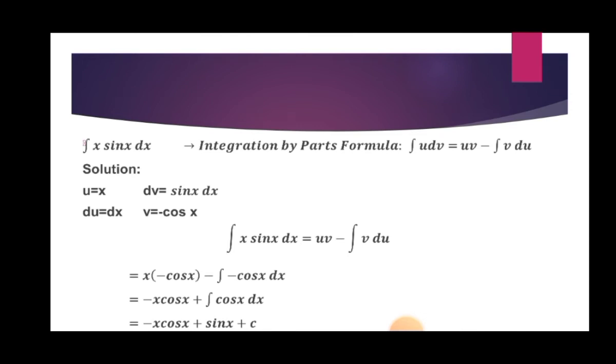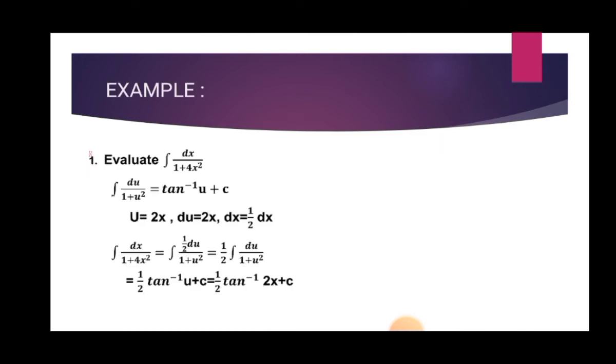And example number 2: evaluate the integral of dx over 1 plus 4x squared. So we have the integral of du over 1 plus u squared is equal to tan negative 1 u plus c, and we will use that formula. So u will be 2x and du will be 2 dx, and dx is equal to 1 half du. So substitute into the formula.